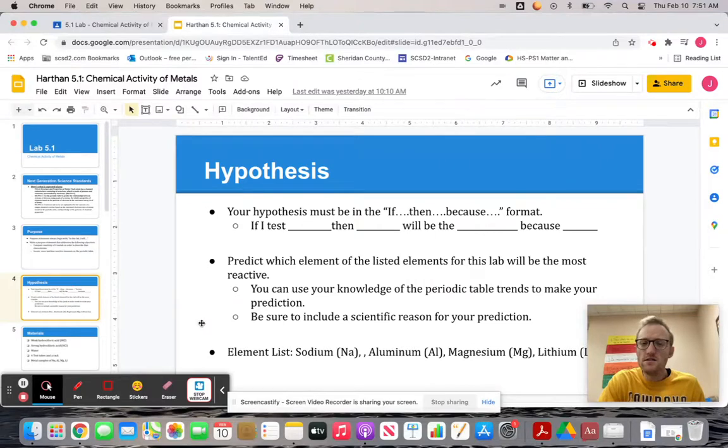The hypothesis then is you're just making a guess, right? We have these four metals down here. So we have sodium, aluminum, magnesium, and lithium. And so you're just taking your best guess at which one do you think will be most reactive. So some people said, oh yeah, the lithium, because it's highest on the periodic table. Some people said aluminum because it's lowest, it's the heaviest element that we have. Some people said sodium because it's on the left. Whatever you think, you don't have to have a real good reason right now, but the way we'd structure our hypothesis is, if I test the four metals, then aluminum will be the most reactive because it starts with an A. Okay, we're just making a prediction here.